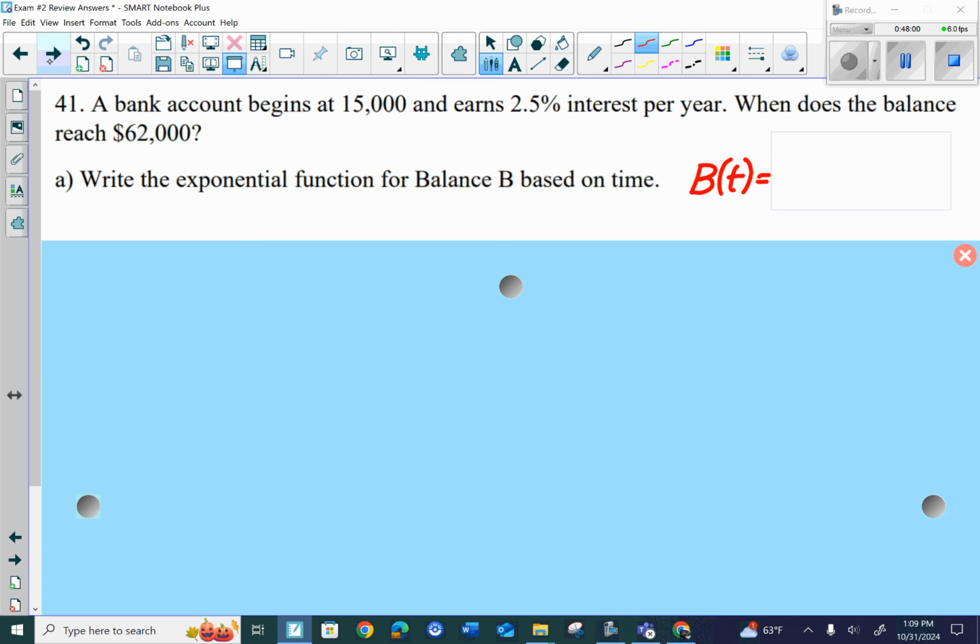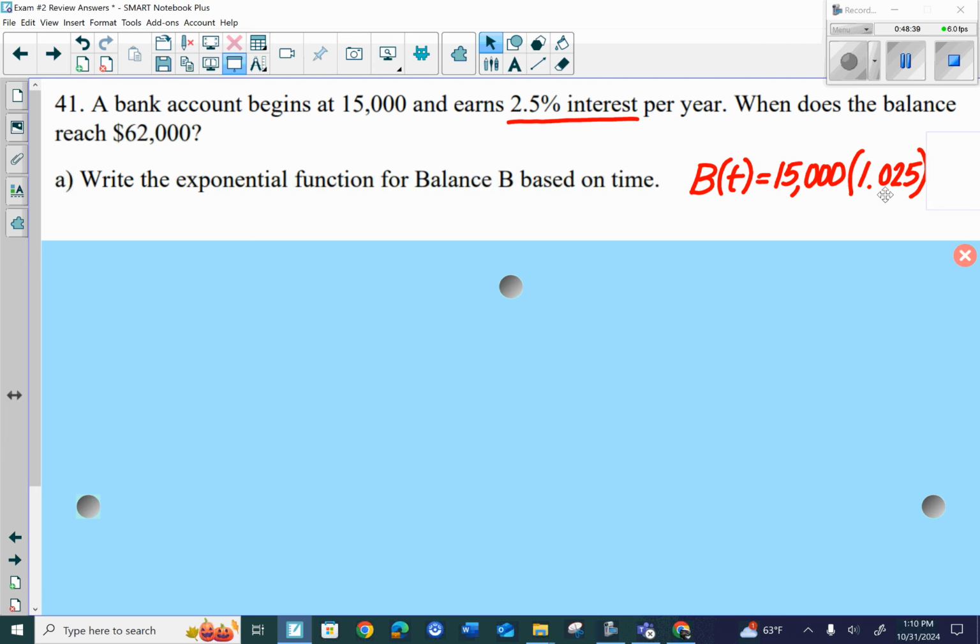Number 41 says a bank account begins at 15,000 and earns 2.5% interest per year. When does the balance reach 62,000? So the first thing we want to do is write an exponential function for the balance b based on time. So the initial value again is 15,000. This is going to be our growth rate, 2.5% interest. So our growth factor is 1 plus 2.5%, which would be 1.025. So 2.5% is 0.025, and that added to 1 is 1.025 raised to the t. So there's the exponential function for balance b based on time.